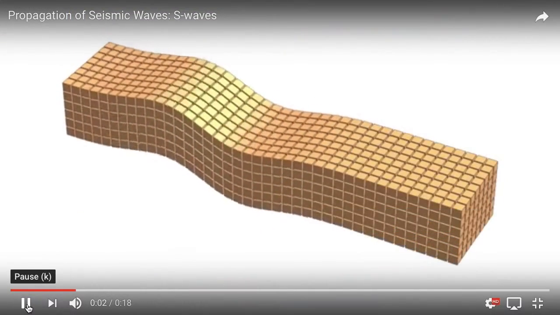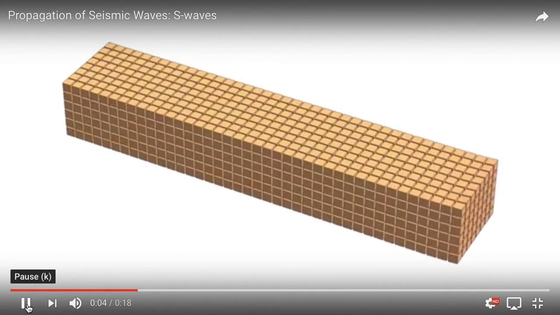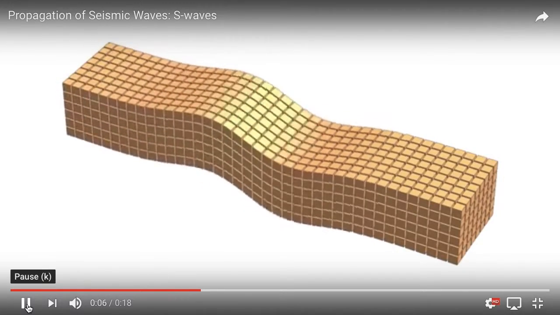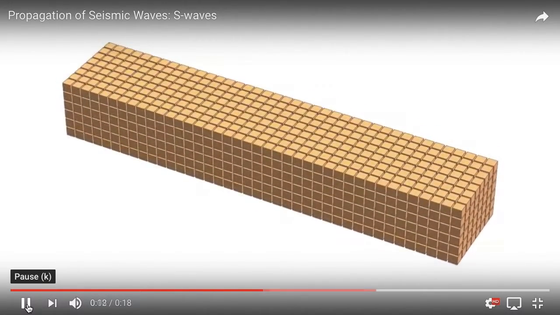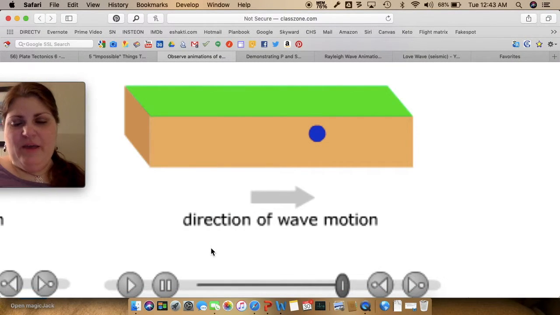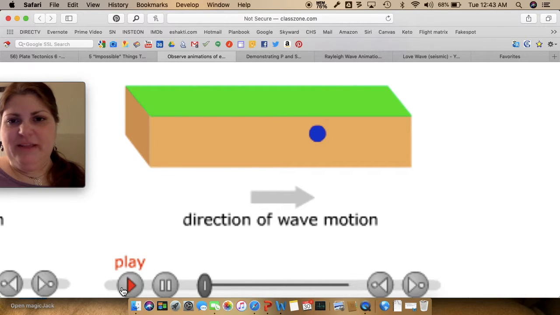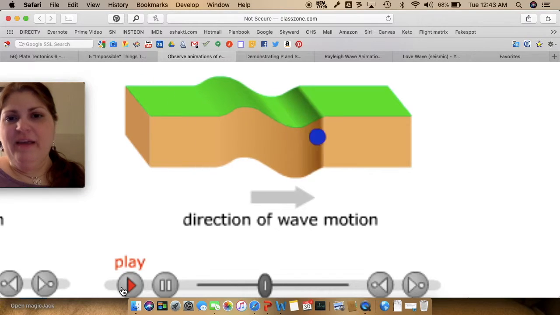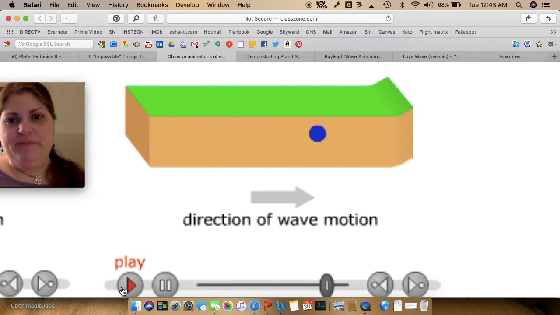To show you how they move, once again, it's more up and down, like a traditional wave that we would think of. To get a better idea of how a rock body, or even, say, a house, would behave when an S wave passed, it would look something like this blue dot as the wave went by. Again, it's mostly an up and down motion.